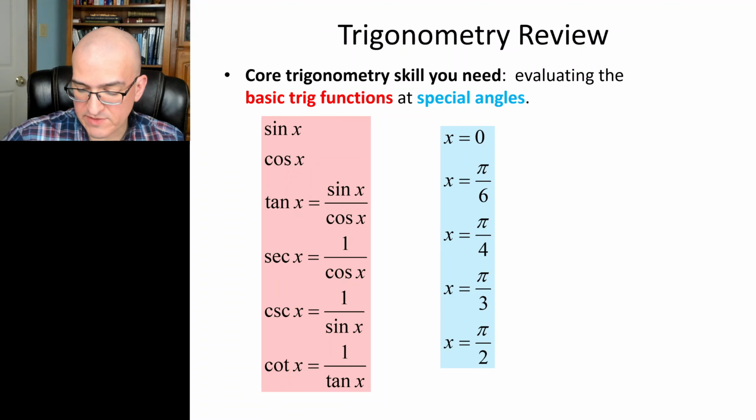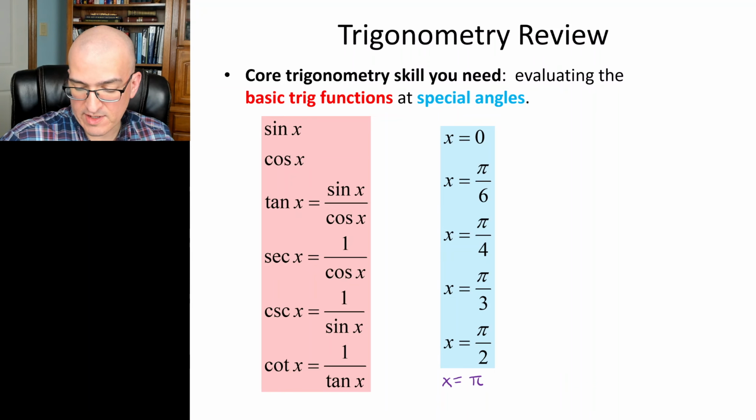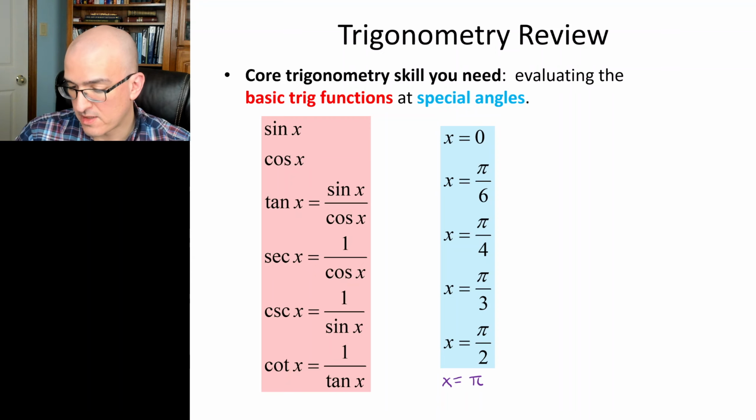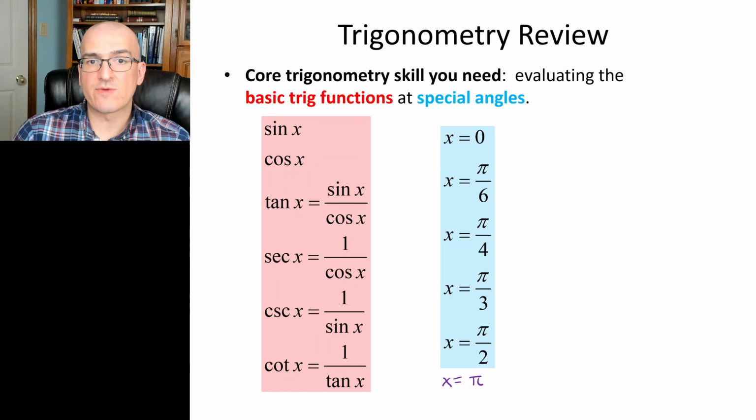The main angles of interest include these ones. I should add x equals pi to these. It really does belong in this core set of angles. So an angle of 0 degrees, 30 degrees, 45 degrees, 60 degrees, 90 degrees, and 180 degrees. These are the main ones that we work with.